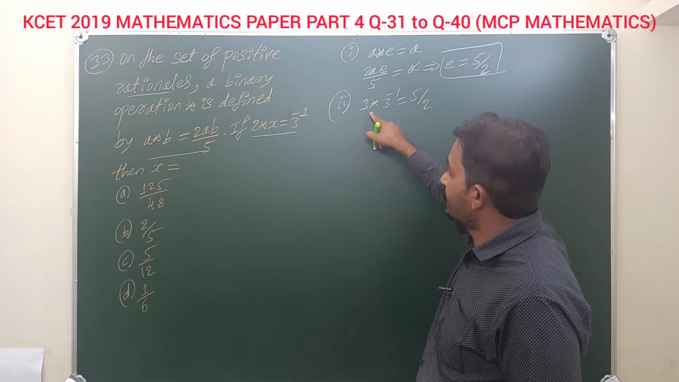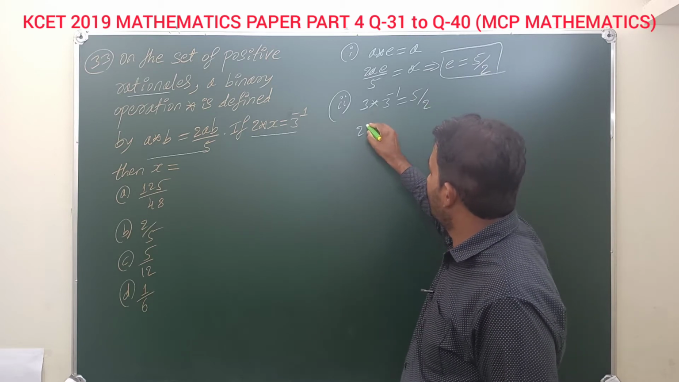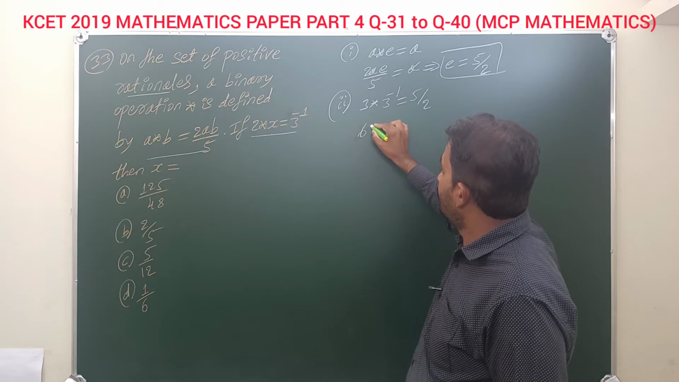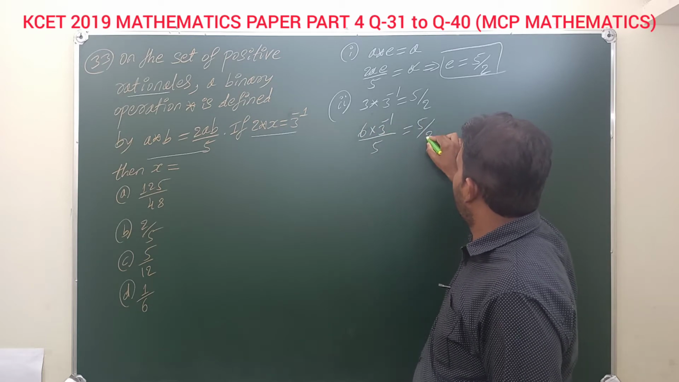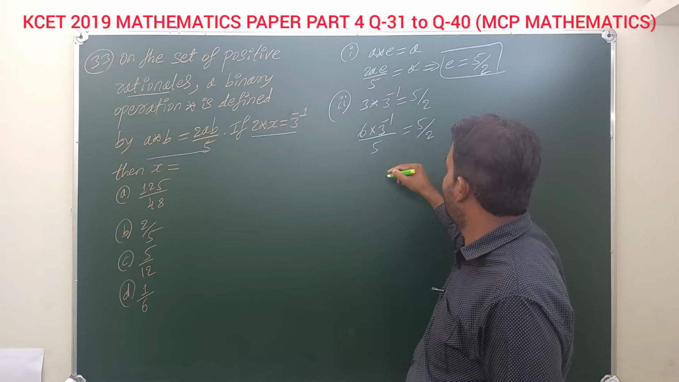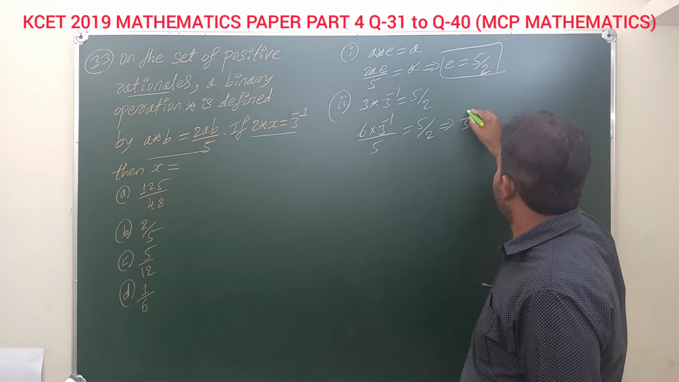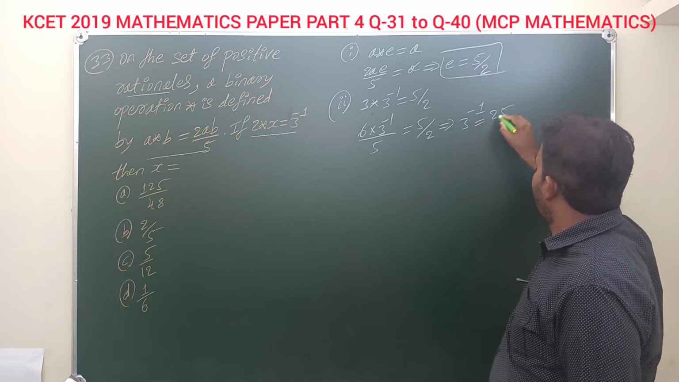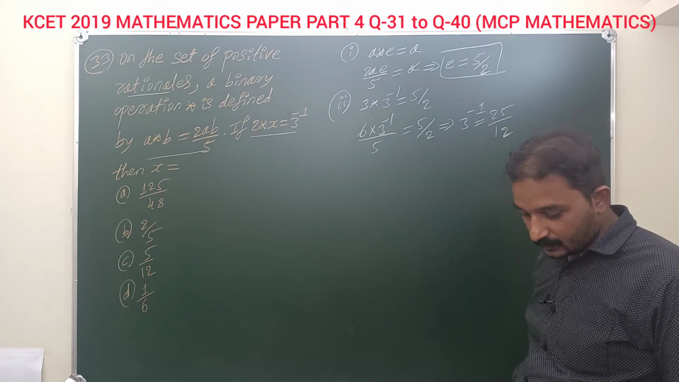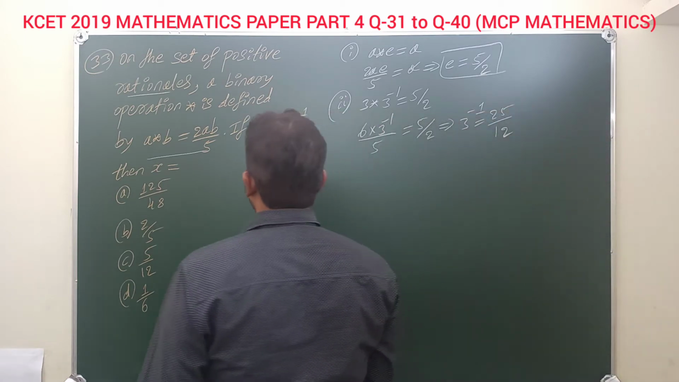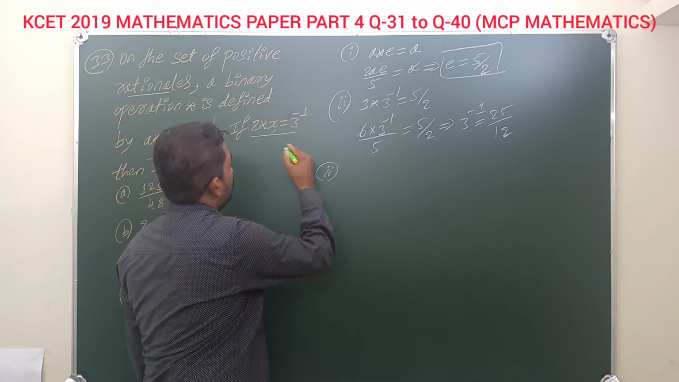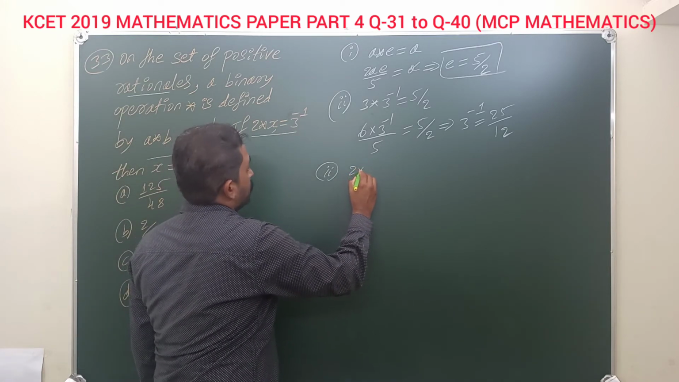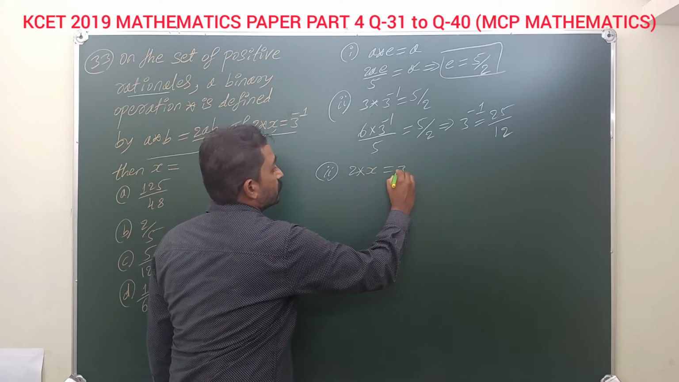Again simplify this. 3 star 3 inverse can be written as (2 × 3 × 3 inverse) divided by 5, which is equal to 5/2. 5 fives are 25, divided by 12. This implies 3 inverse is equal to 25/12. Now we have to find x in this case. So we take the condition 2 star x is equal to 3 inverse.